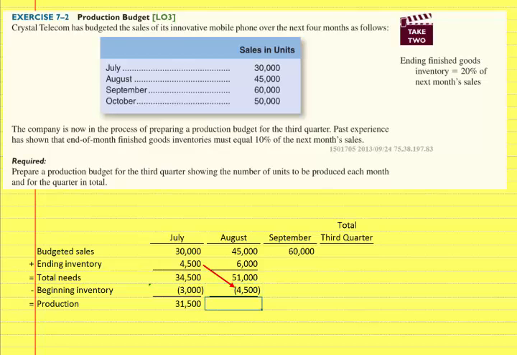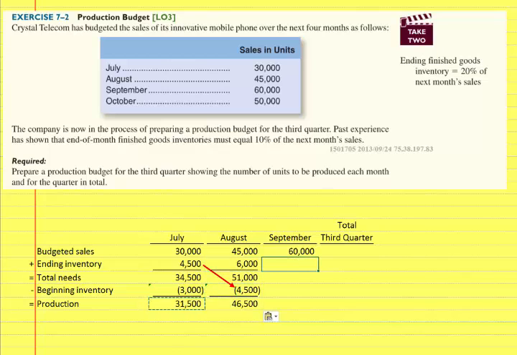And last of all, production for August, I need 51,000 units in August, enough to ship 45,000 to customers, and have 6,000 left in ending inventory. So I need 51,000, that's my total needs. 4,500 are already there in beginning inventory. So just combine those two things, copy and paste that formula, and I have to produce 46,500 to meet my needs for August.